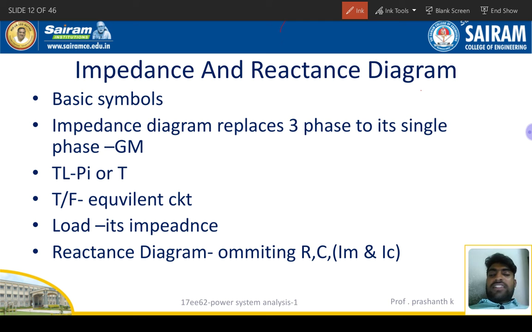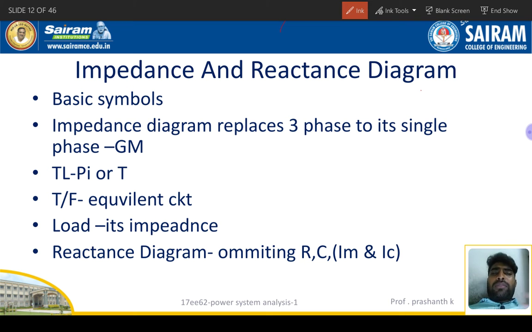So R is a resistance. It's an active component. It consumes the power. Keep it in your mind. And next there is a jXL or jXC. XL is an inductive reactance. Energy is stored in the form of magnetic field, right? So that's imaginary. Even for jXC, I mean capacitor, R minus jXC, energy is stored in the form of electric field. That's imaginary. So that's why we are using imaginary.